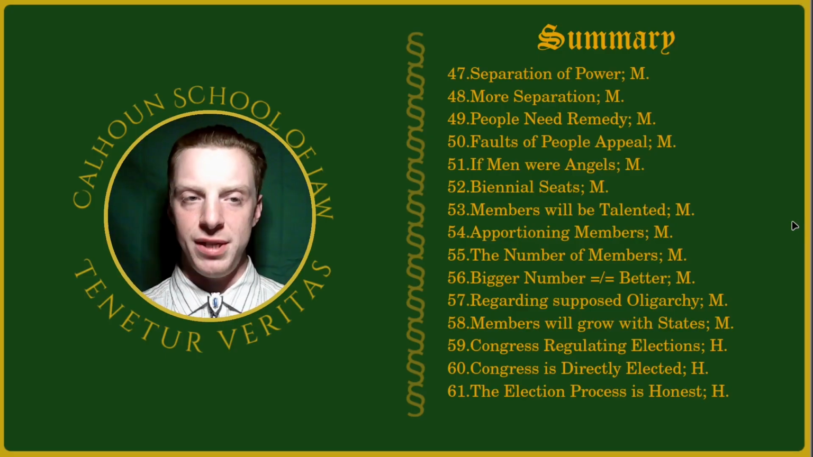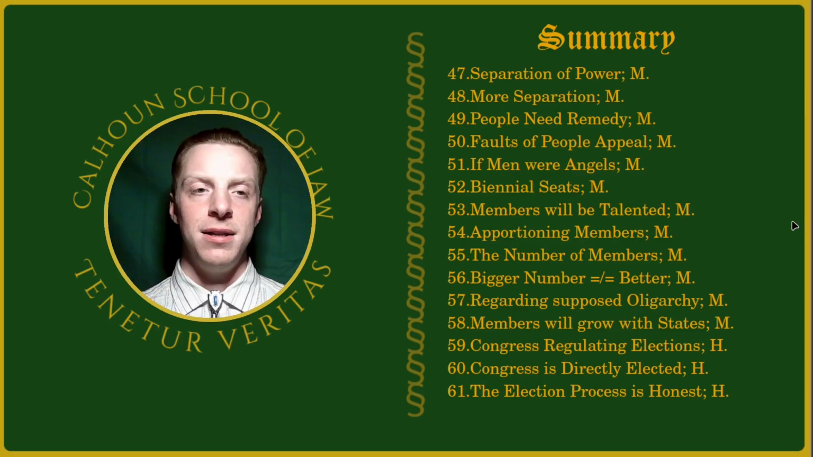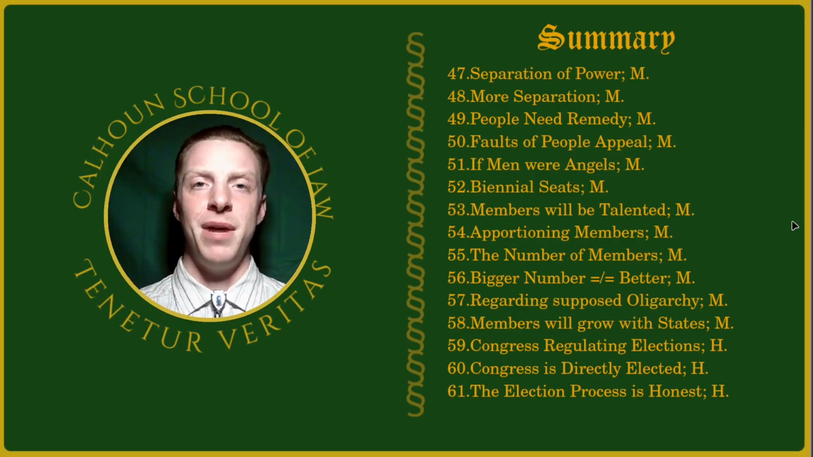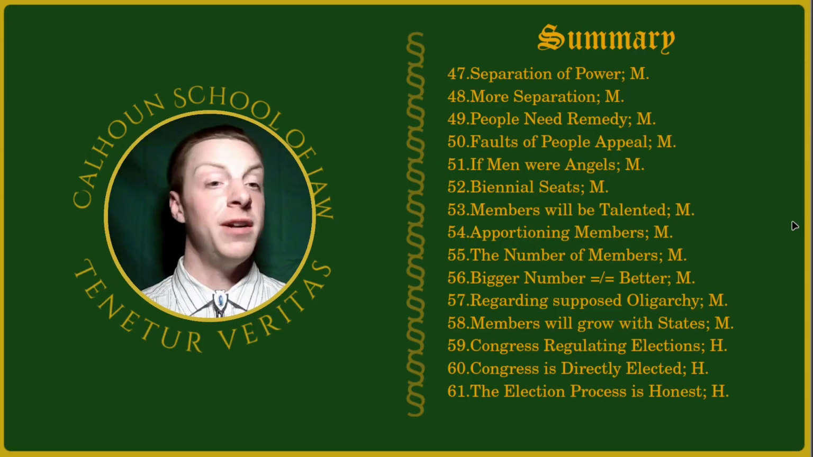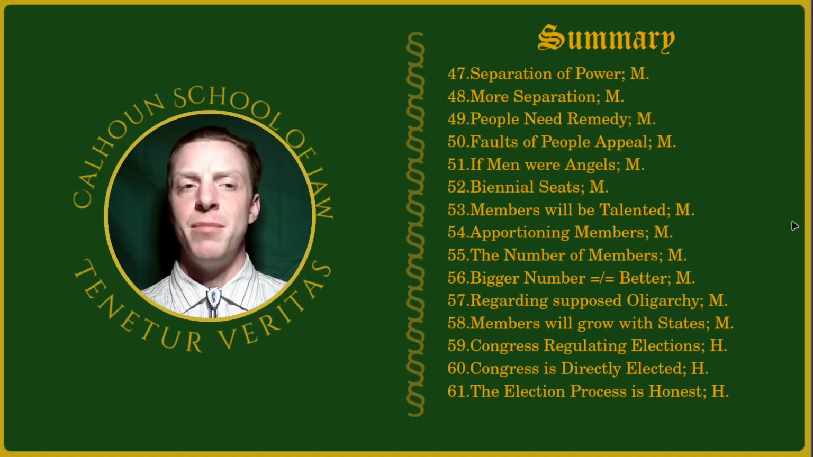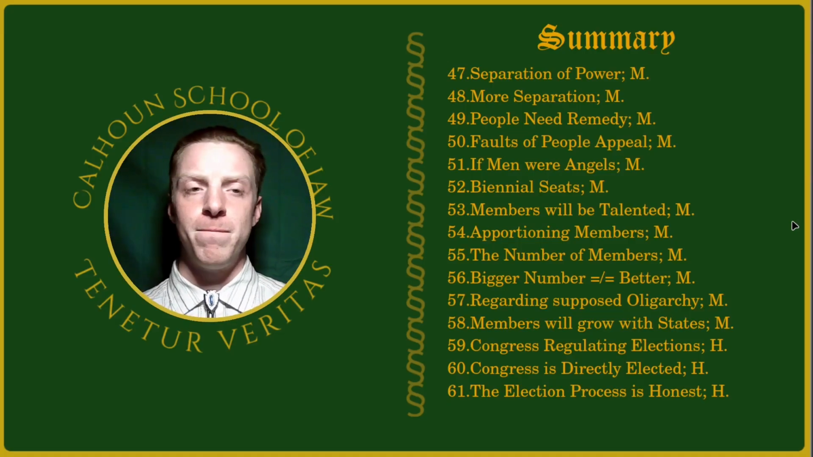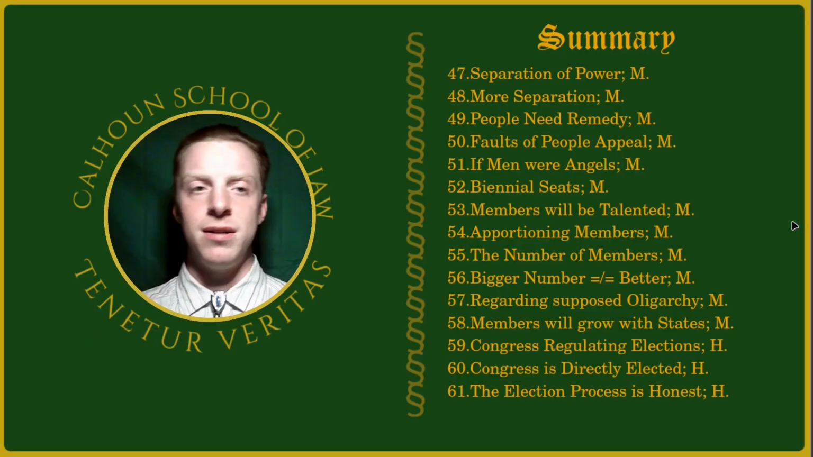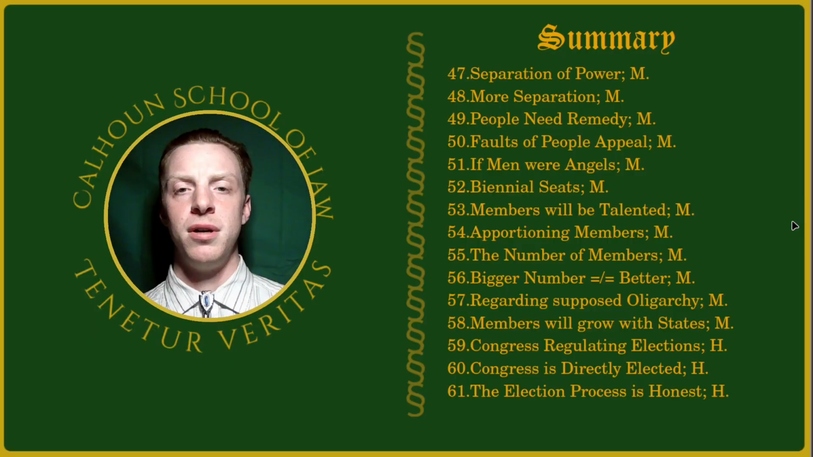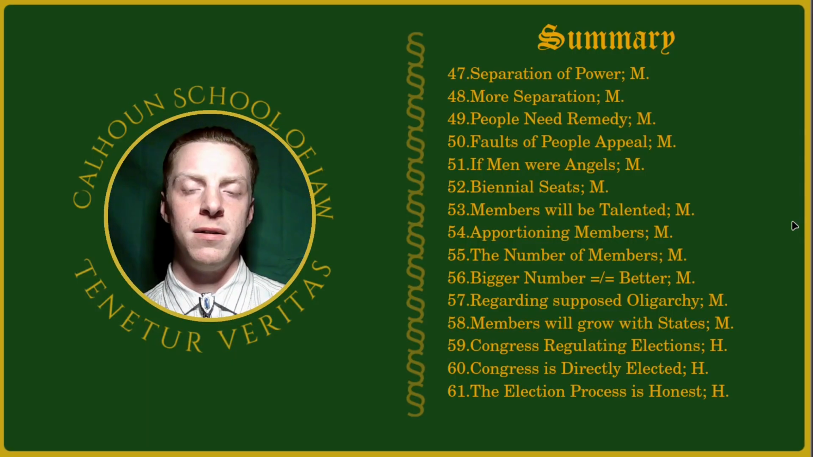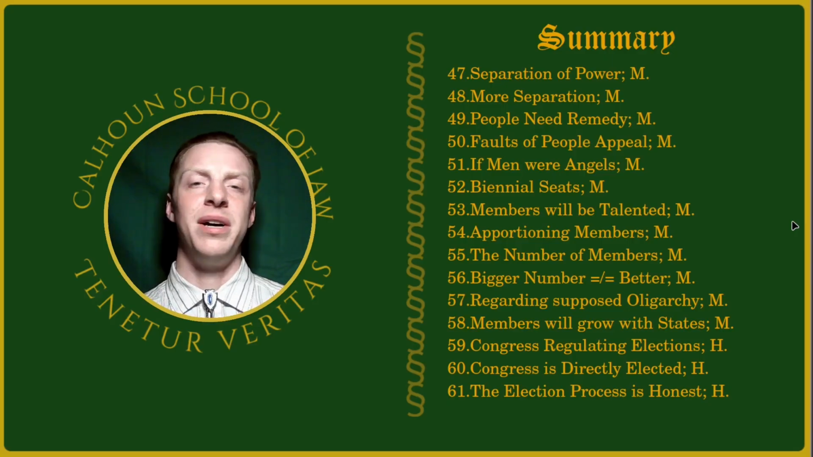Why the biennial seats? Why they designed the election cycles the way they did in the proposed Constitution. Number 53, Madison makes the same naive mistake that Hamilton made maliciously. So he just recognized earlier that men aren't angels. But then he makes the argument here in number 53 that the members who are appointed, congressmen, president, justices on the bench, are going to be talented, are going to be the best among us.